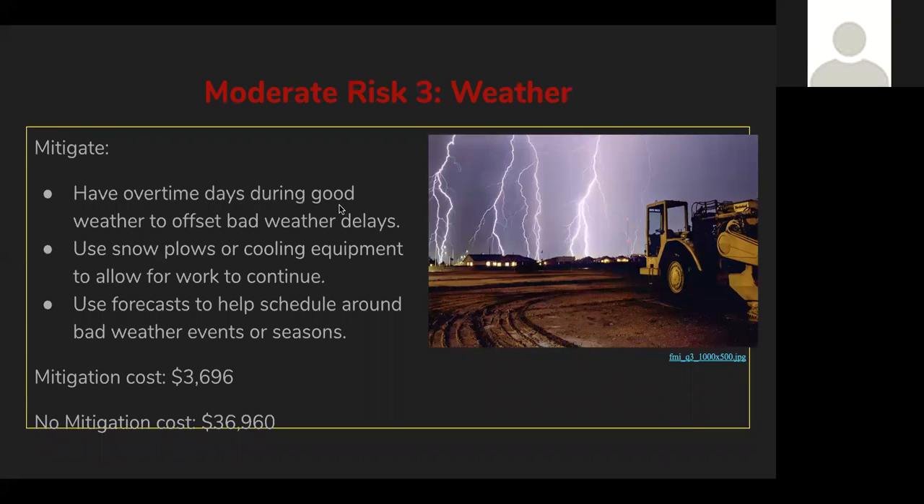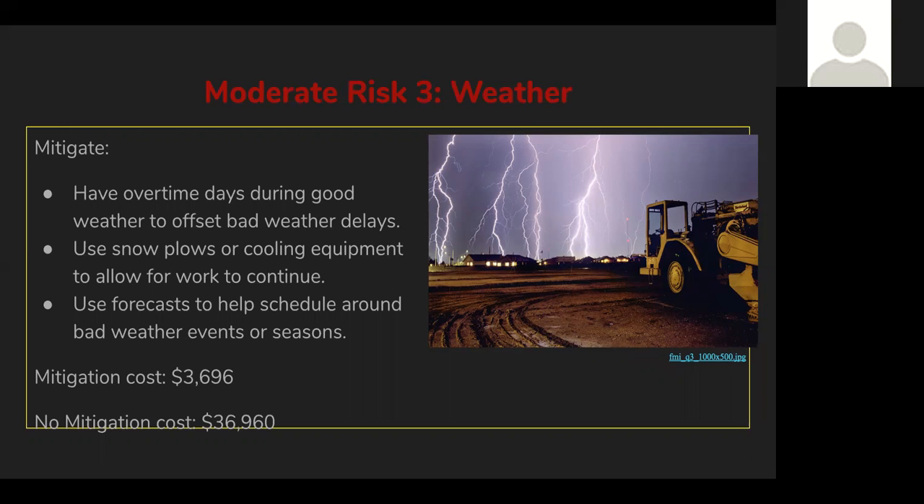So for our solutions, we chose mitigation. We can mitigate the risk of bad weather by creating overtime work days during good weather periods to allow for some cushion in the schedule. And we can decide when we encounter bad weather conditions to bring in equipment like snowplows or fans to help mitigate the risks, or we can make the call to close the site completely until it's safe to work again.